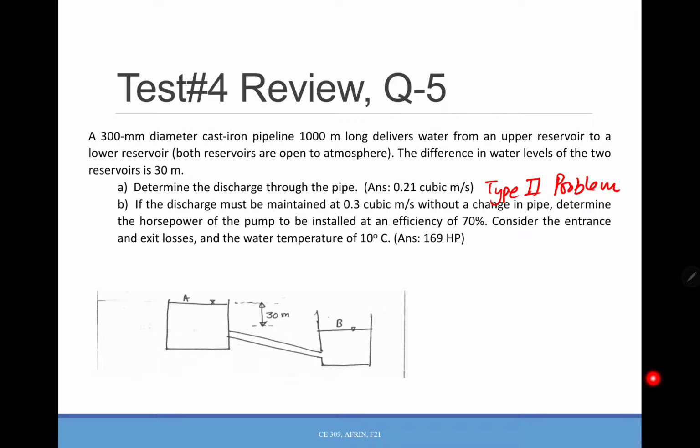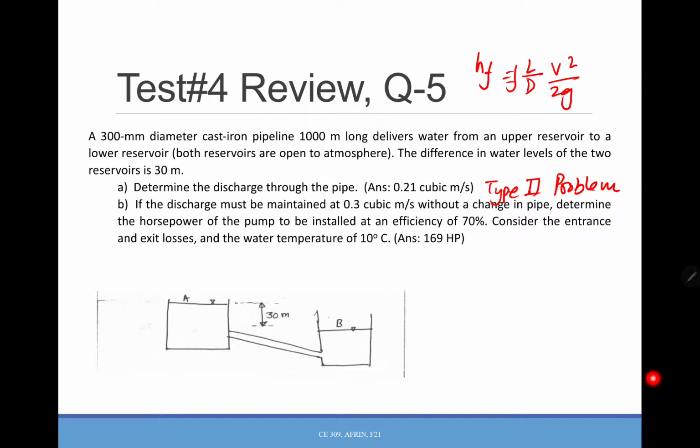And again, since it's a type 2 problem, without the velocity you can't find the friction factor, and without the friction factor you can't find the velocity. So it's kind of like a problem where you need to solve for two parameters. So you know what you need to do: a little bit of trial and error. At first you need to find the head loss, because the head loss is f L over d times v square over 2g, and f, this one.